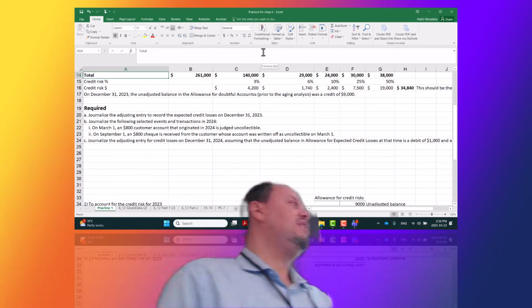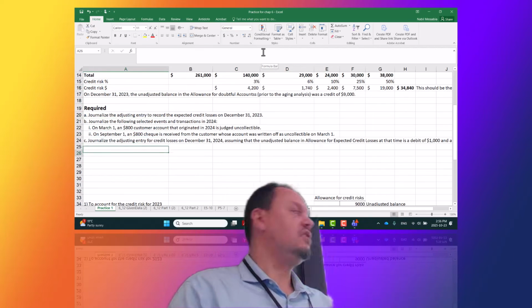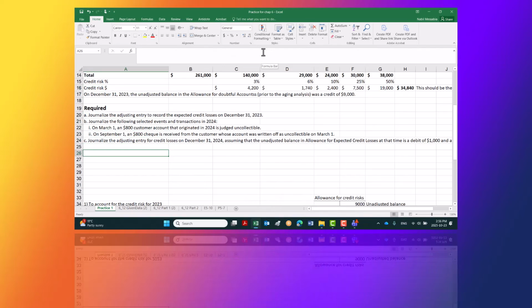In order to be able to make the journal entry, this is where you have to really pay careful attention, because many students will take this amount and put it in the journal entry. There is a journal entry. The journal entry is debit, bad debt expense, and credit, allowance for doubtful accounts. Debit, credit, recognize expense, and account for the allowance.